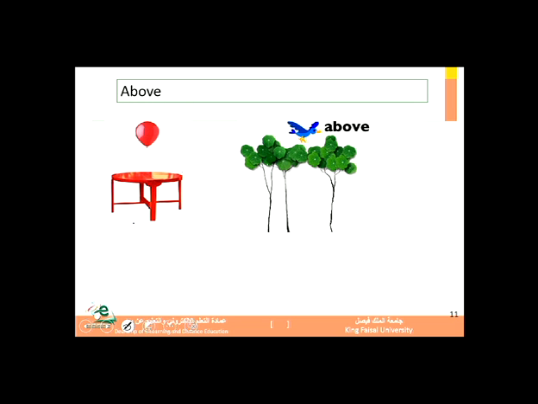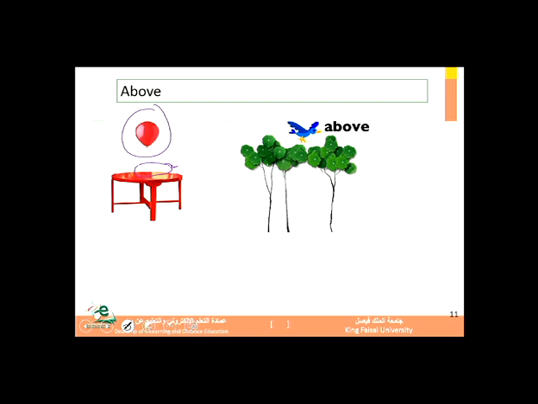This is the preposition above. Now, if you look at this table and this balloon, the relation between the balloon and the table is that the balloon is above the table. It is not on the table. If the balloon was here, I would have said the balloon is on the table, but the balloon is above the table. So it is not really touching the table. They are not really touching each other's surface. So basically, the balloon is above.